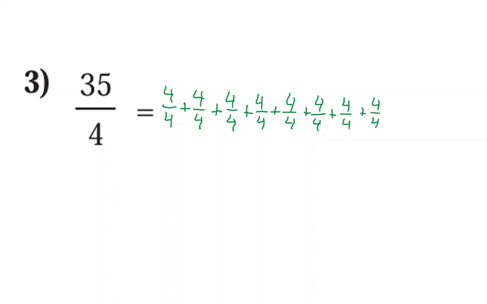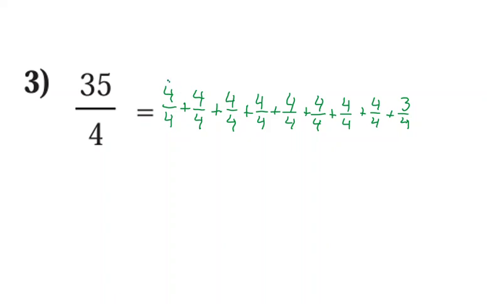Can I do it again? No, because then I'd have 36 fourths, and we're only trying to make 35 fourths. So the last one, I was up to 32 fourths, so I just need to go 3 more fourths, and then I'm up to 35 fourths.